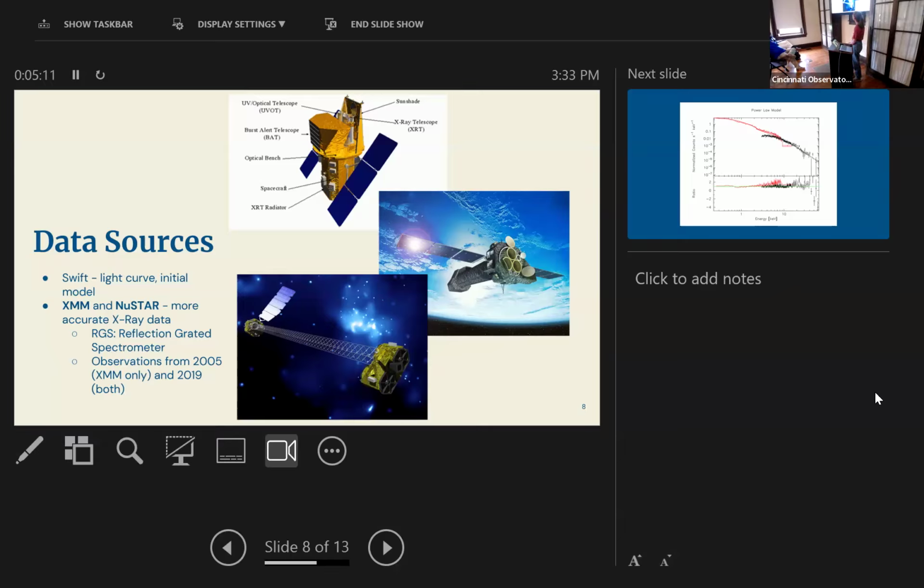Also, one thing to talk about is with XMM, I think Trevor talked a bit about the PN camera, which functions very similarly to the XRT camera on Swift. But we also used the RGS, or the reflection grating spectrometers. So these can give us even more detail on our observations. However, they do have a little bit of an issue, as you'll see coming up, in that they have been hit by micrometeorites, so they are missing 2 of their sensors. So the data looks a little bit wonky with that. Luckily, the software that we have has been altered.